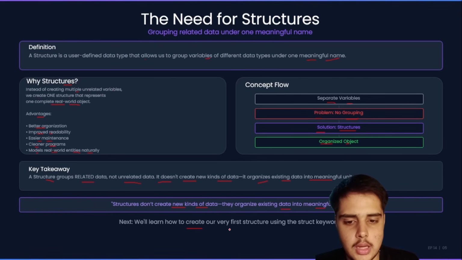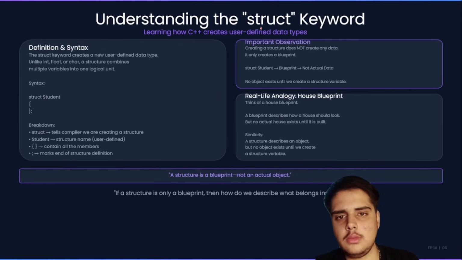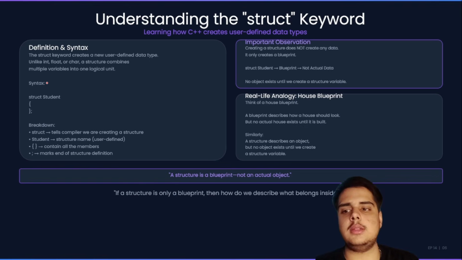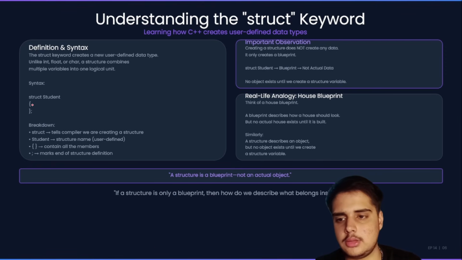So we will learn how to create our first structure using the struct keyword. Firstly, let's understand the struct keyword. The struct keyword creates a new user-defined data type. Unlike int, float, char, a structure combines multiple variables into one logical unit. Syntax: struct student. Simply, struct is the structure keyword here, student is the name of the structure, and inside the curly braces is the content which should be present.